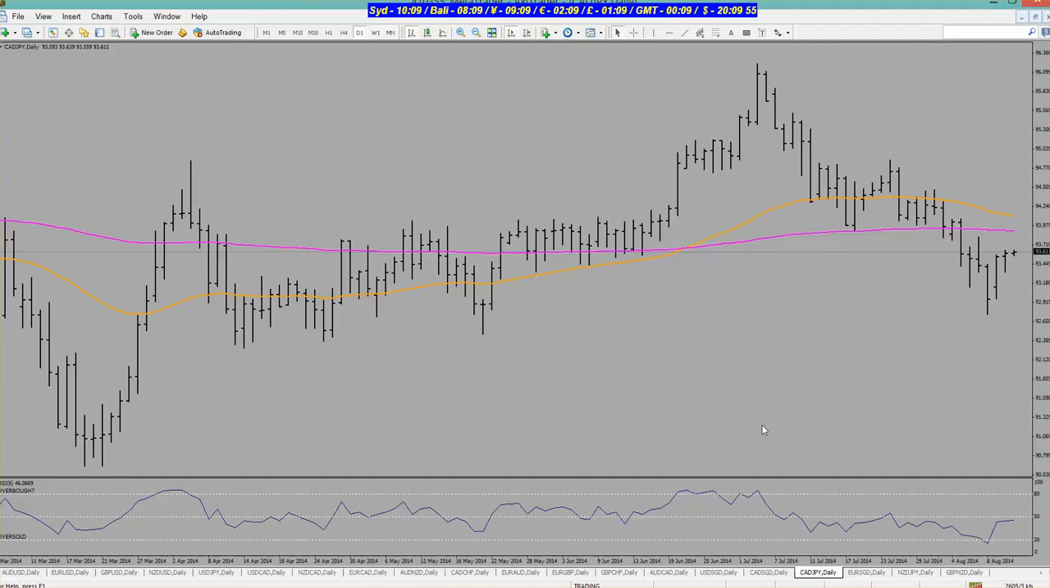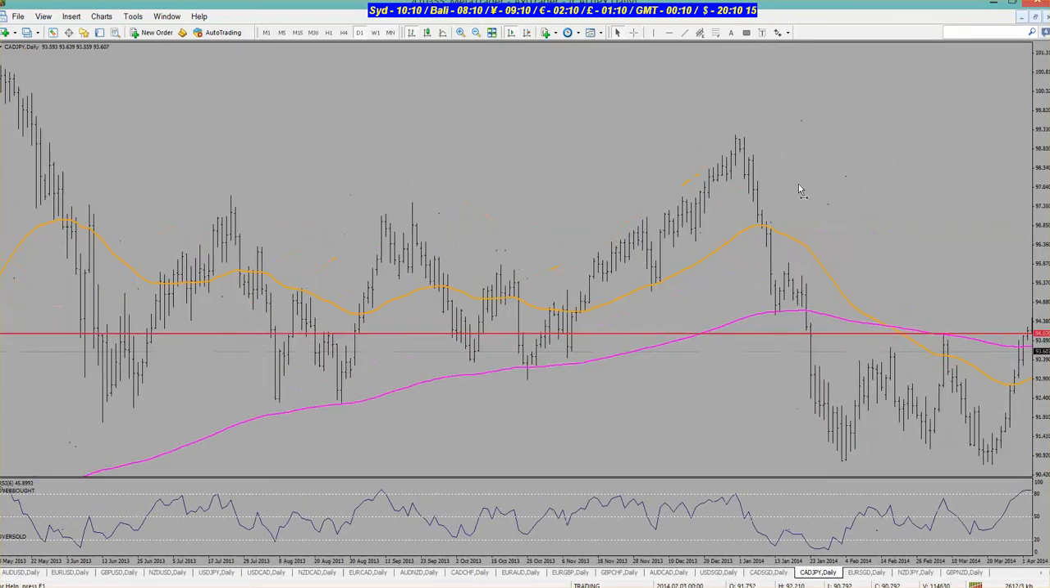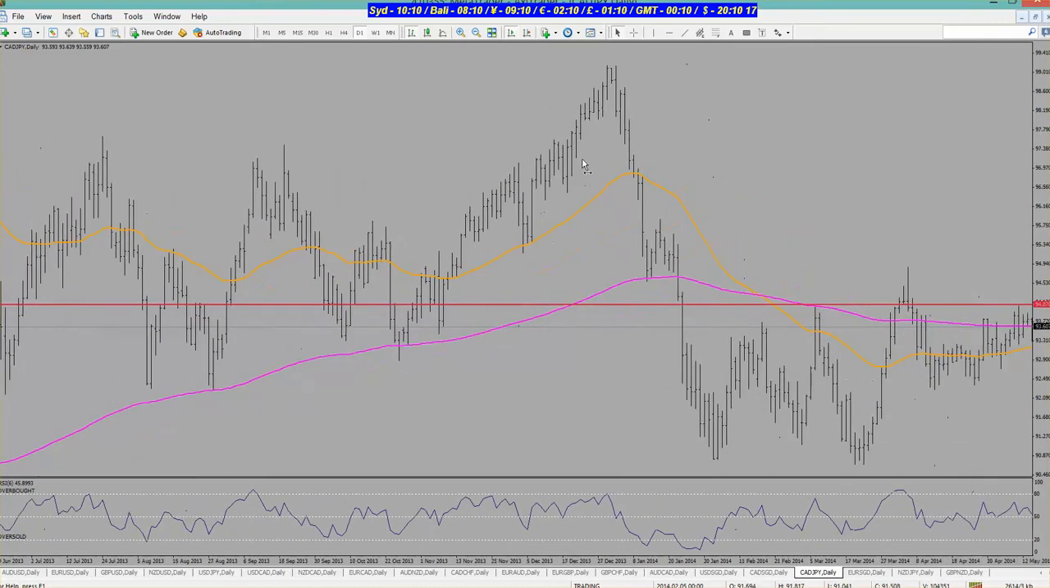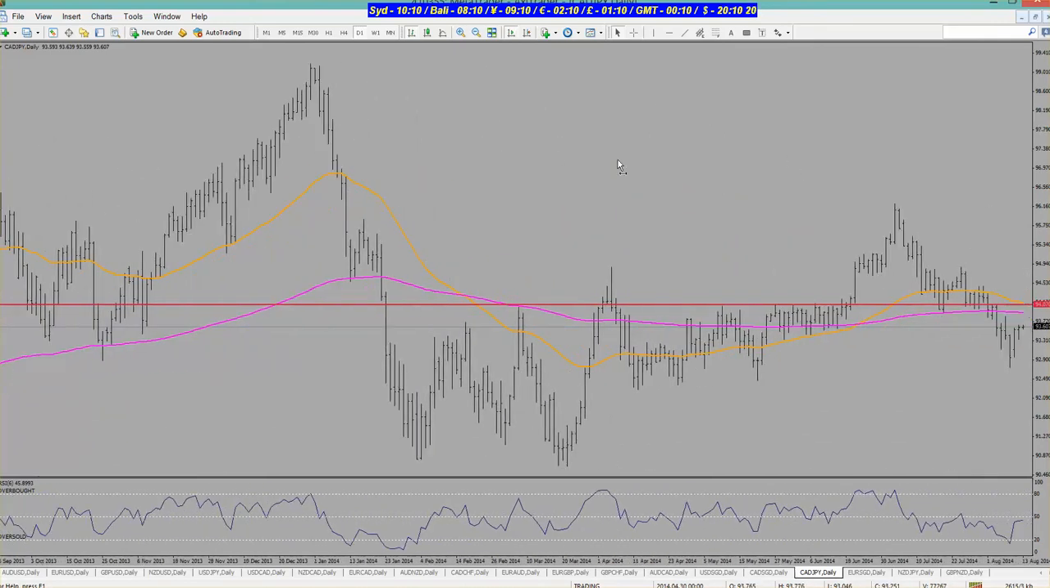The CAD Yen took this on the break, took it again on the retest, or the bounce of the retest. That failed to eventuate, and we're now back underneath that support level, which is, as you can see, reasonably strong. You could almost say this is back into a range again now. And it's a bit choppy. The moving averages are going sideways again.